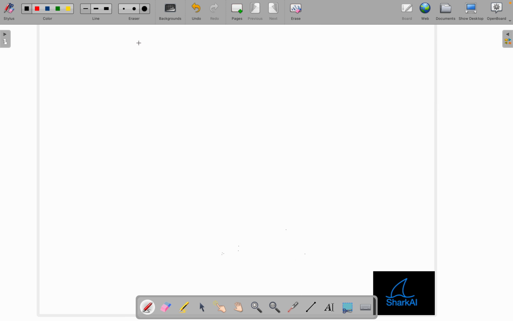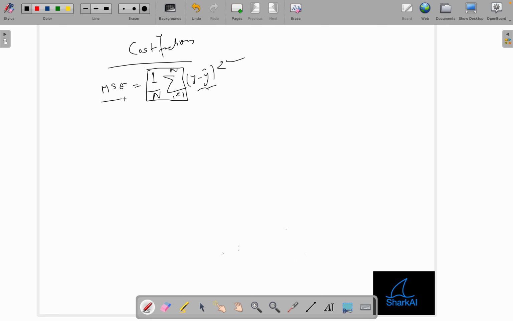Now let's understand the cost function in linear regression. The cost function in linear regression is MSE, mean square error. The formula is 1 by n, sum of i equals 1 to n, of y actual minus y predicted, squared. Why is this called mean square error? Because you can see this term is a mean, we have a square, and this is the error term. That's why it is called mean square error.